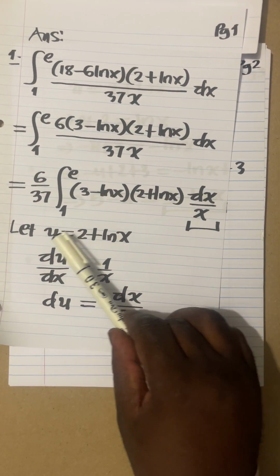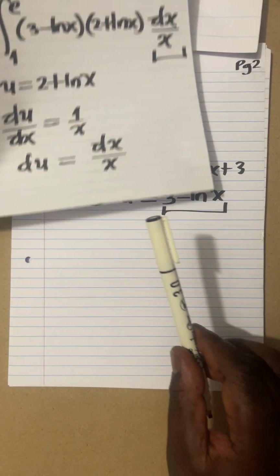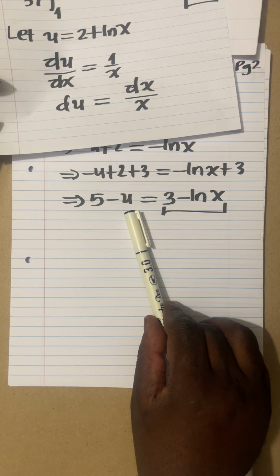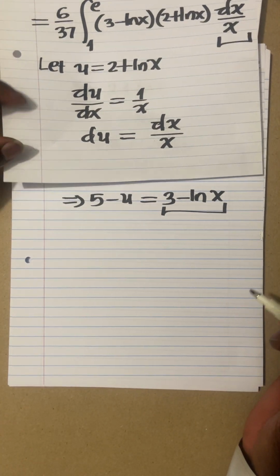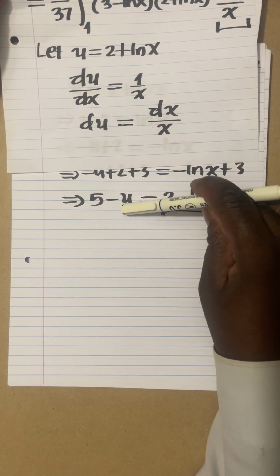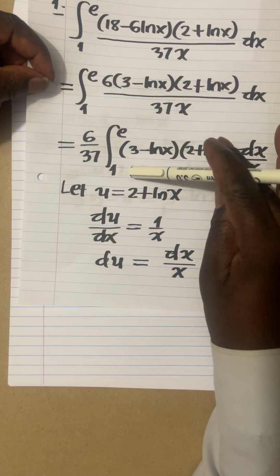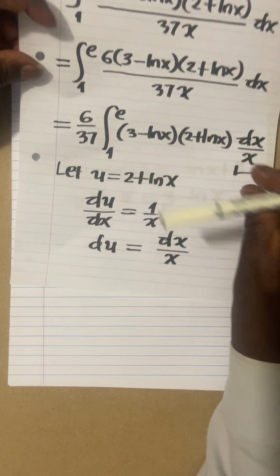Because in this place here, I'm going to put u. In that place, I'm going to put du. And here, I'm going to put 5 minus u. But now I have one more problem. The problem I have now is I want to introduce a new variable u, but the limits of integration are with respect to x. So I have to change the limits of integration now.